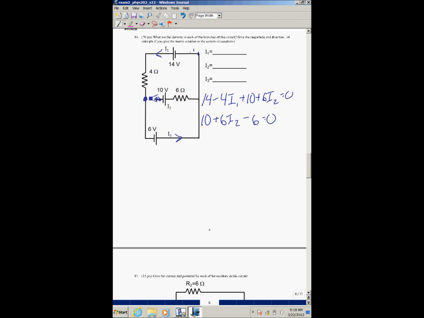And then I can also do the junction rule. I'll just pick a junction there. The incoming currents are I1 and I2, and the outgoing current is I3. So those are my three equations.